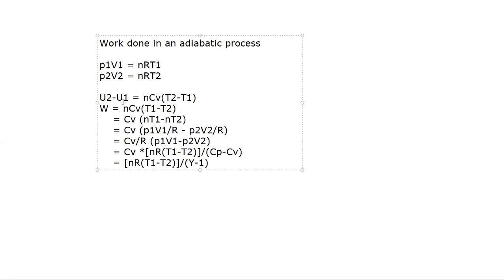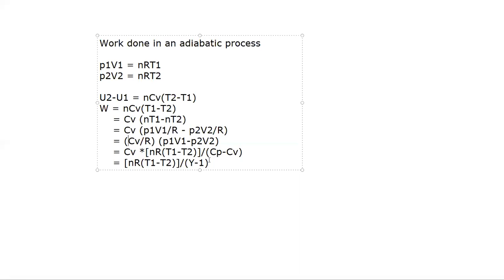Now U2 minus U1, the change in internal energy, is equal to n Cv into T2 minus T1. Now W is minus of U2 minus U1 in the case of an adiabatic change. So W is n Cv into T1 minus T2. Instead of n into T1 minus T2, we can write P1V1 by R minus P2V2 by R. Taking R outside, it is Cv by R into P1V1 minus P2V2. Instead of R, I have written Cp minus Cv.